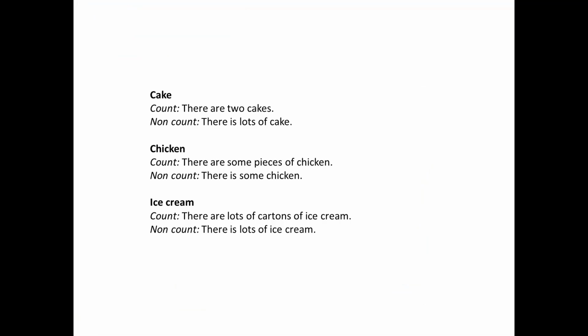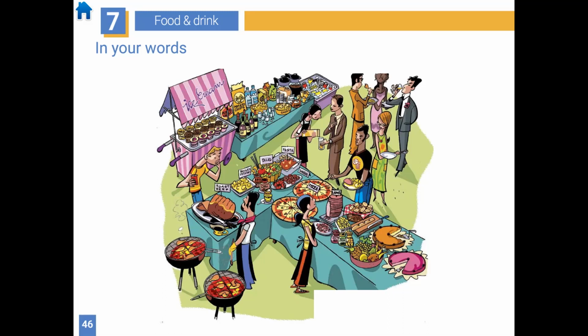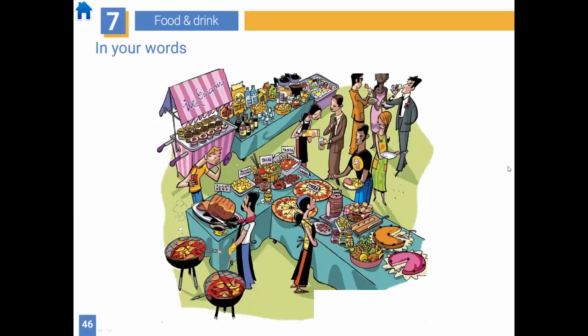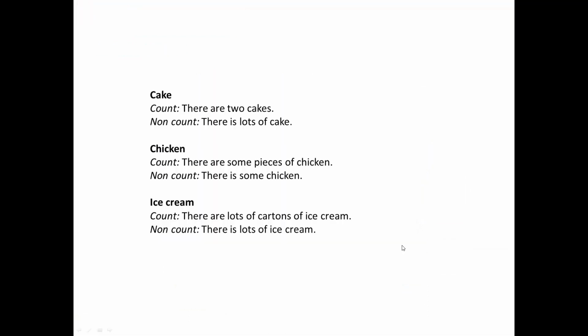Okay. Let's look at the answers. So, cake. There are 2 cakes. There is lots of cake. Now, actually, we can't see slices of cake here, so we can make like this. There are 2 cakes. There is lots of cake. You can see with the cake, 1 cake, 2 cakes. So our sentence, we can count. There are 2 cakes. Using non-count, there is lots of cake.